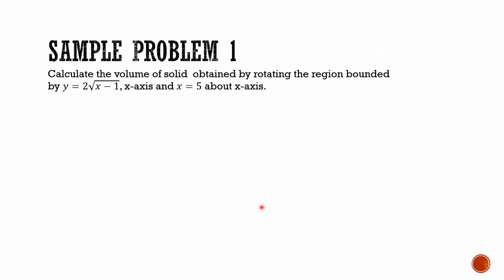Let's have an example. Example number 1: calculate the volume of the solid obtained by rotating the region bounded by y equals 2 square root of x minus 1, the x-axis, and x equals 5 about the x-axis. To visualize this region, we will need to draw all of these curves. And we should apply our knowledge in analytic geometry or pre-calculus in graphing these particular curves.